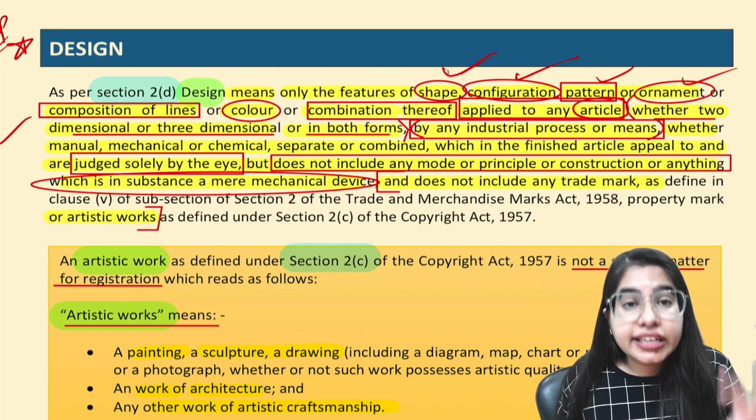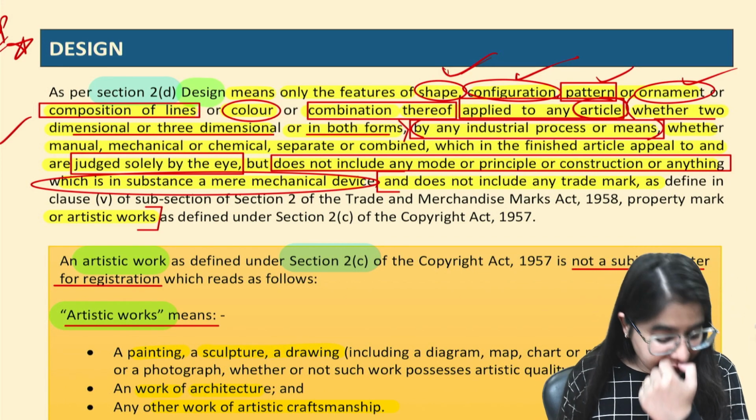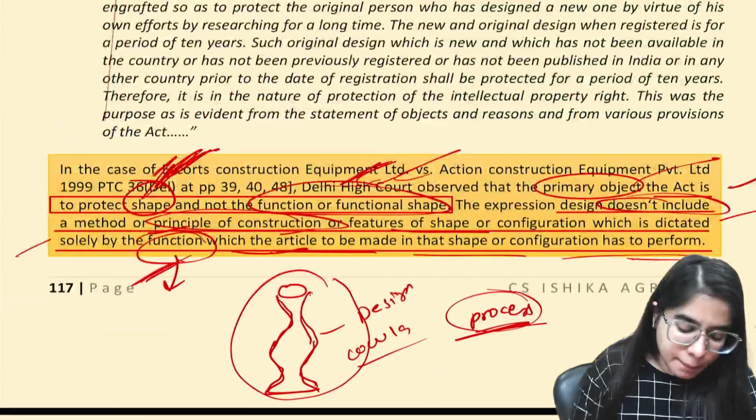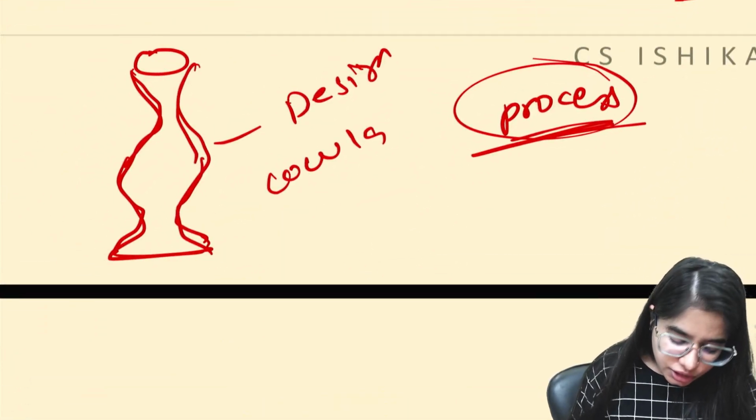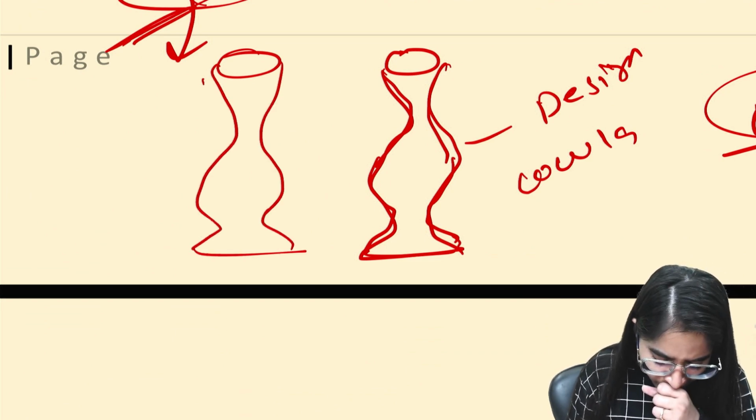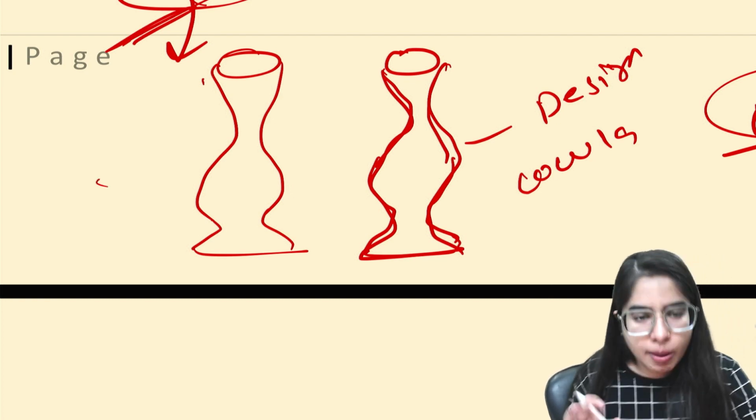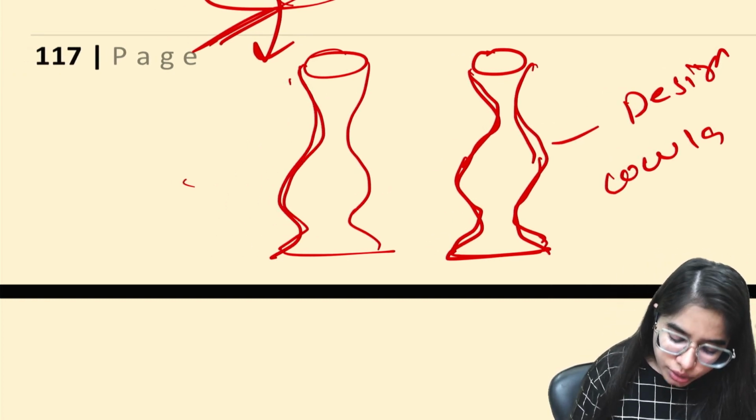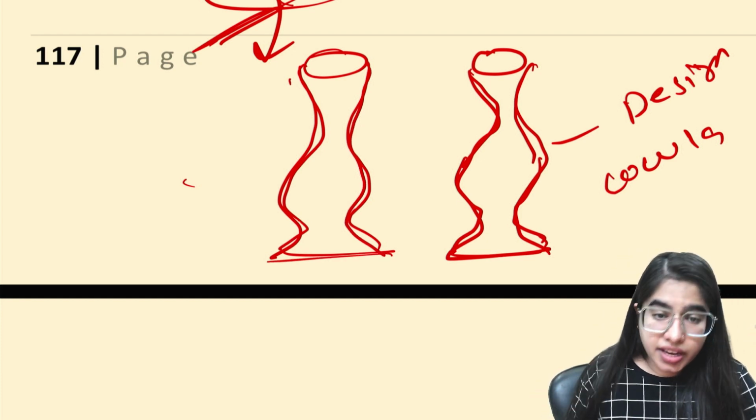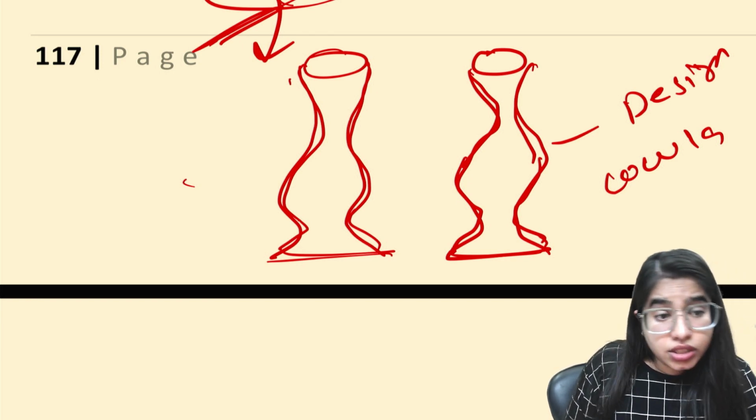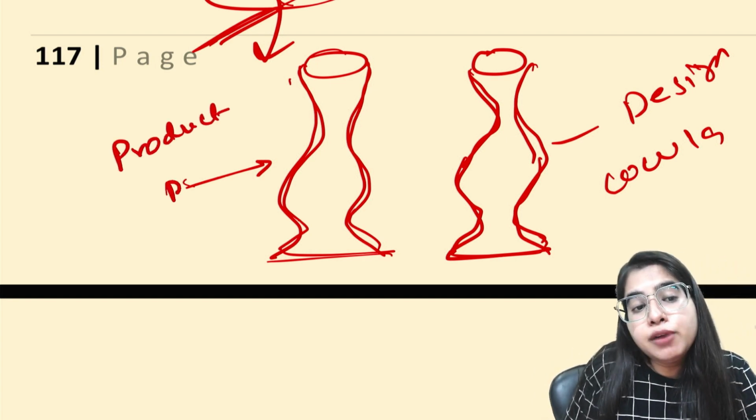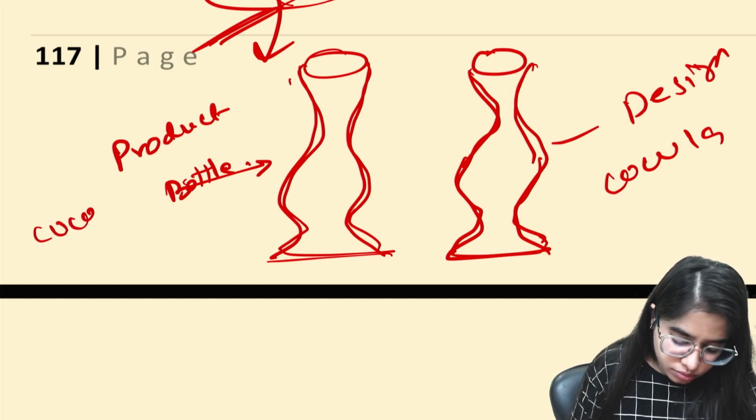Now what do you mean by article? Article means goods. And this line is very important, that it should be applied to an article. For example, this shape you are registering, this shape you want to register as a design. For example, this is the shape of a Coca-Cola bottle. So this shape you want to register as a design. Now listen very carefully. This shape you can register as a design only for a particular product, for example for a beverage bottle.